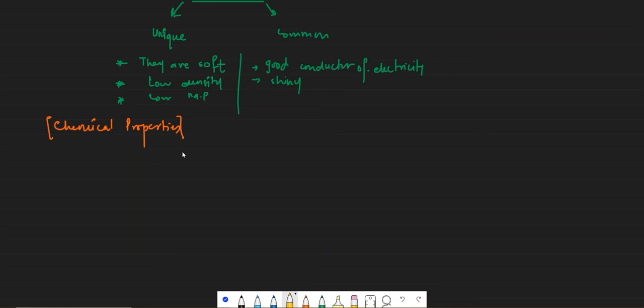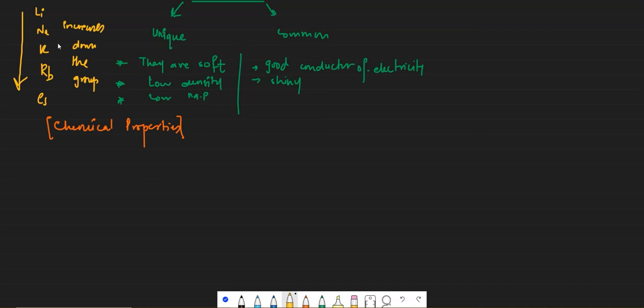Okay, you need to know one thing, that the reactivity of alkali metals, starting from lithium, sodium, potassium, rubidium, and cesium, increases down the group. Which means that lithium is going to give you the least vigorous reaction and cesium is going to give you the most vigorous reaction. Cesium being the most reactive and lithium being the least reactive among the alkali metals.